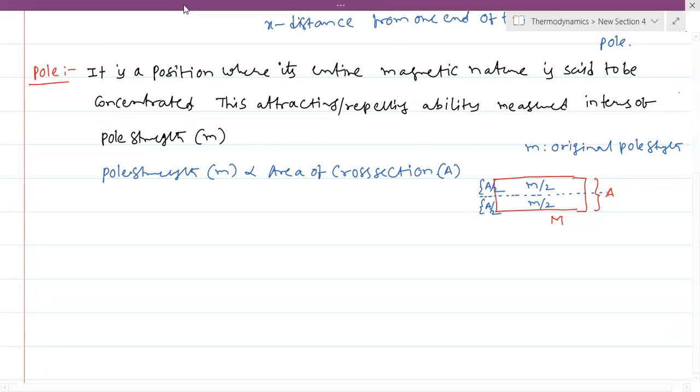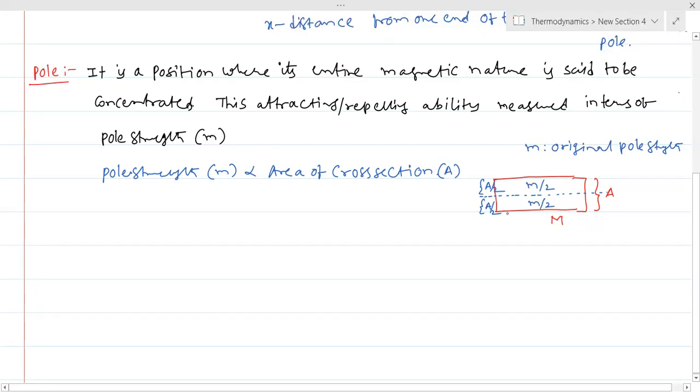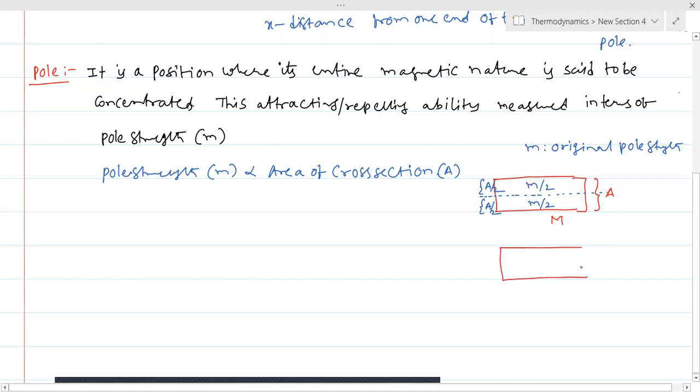For example, I will take another example, then you will get clarity. I'm taking another bar magnet of area of cross section A.